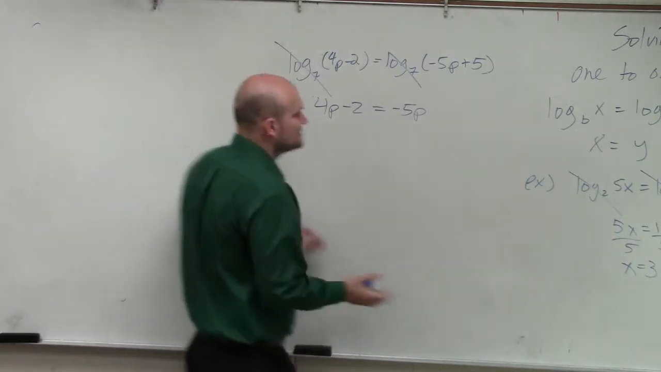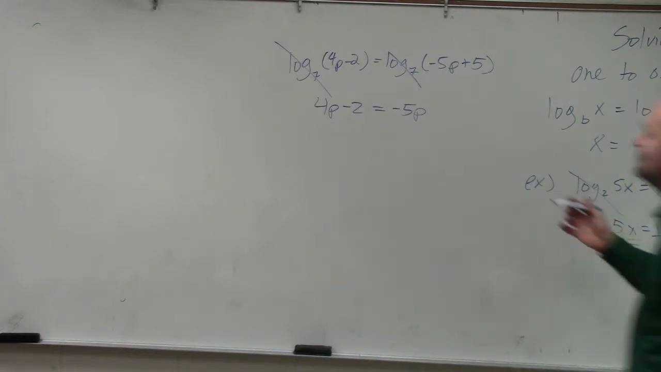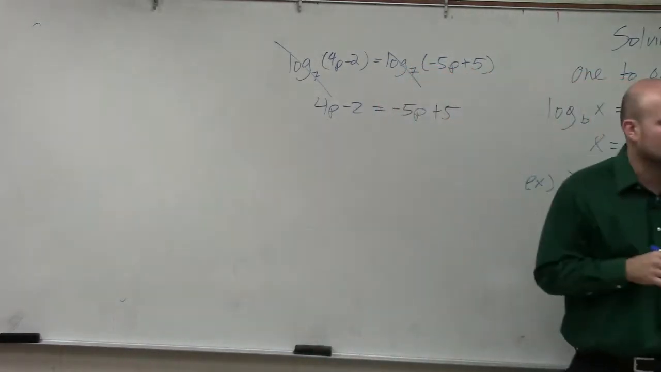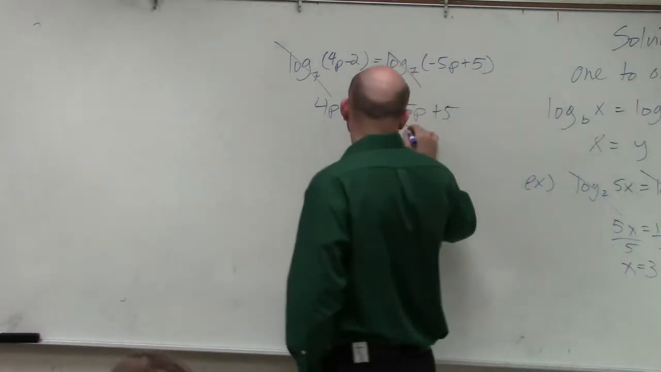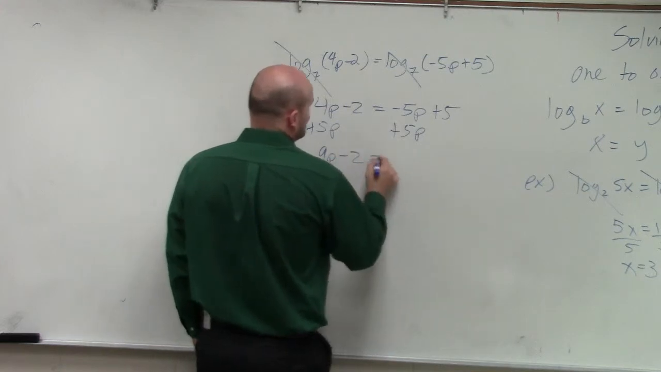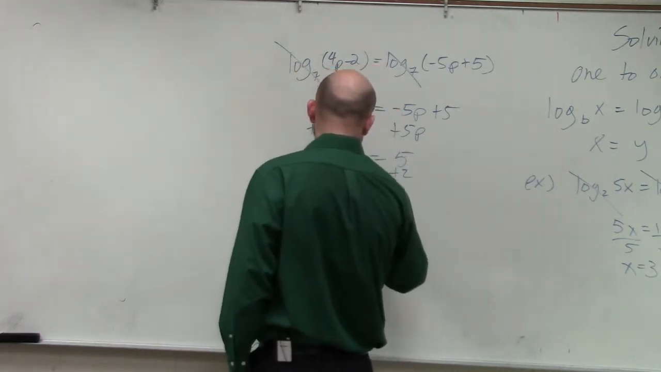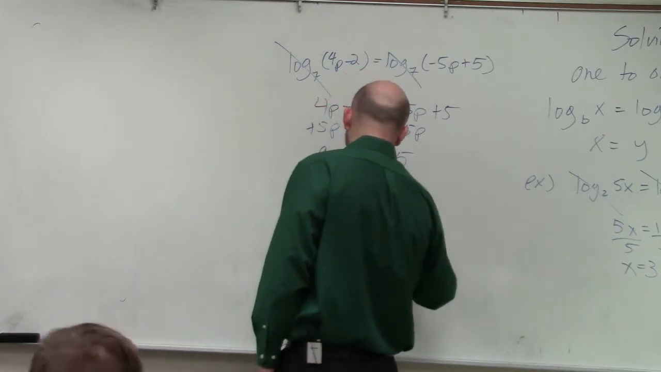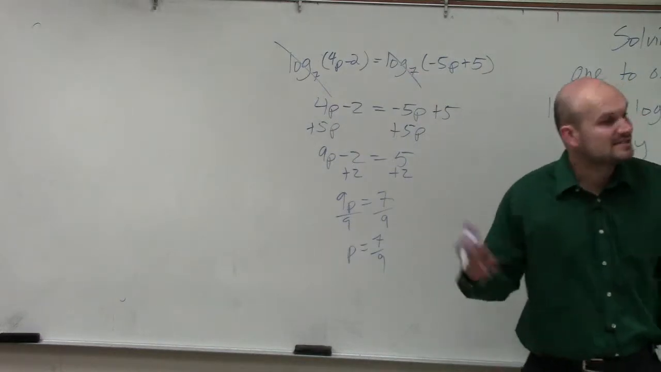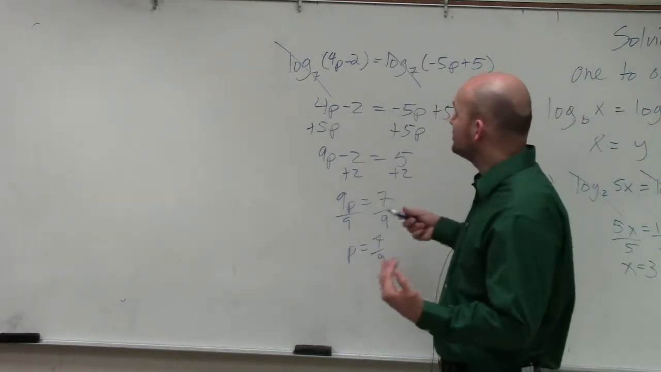So now, can we solve 4p minus 2 equals negative 5p plus 5? Yeah, of course we can, right? All we simply need to do is add 5p to both sides. So I get 9p minus 2 equals 5. Add 2, add 2. 9p equals 7. Divide by 9, divide by 9. P equals 7 ninths. Now, it is important in logarithmic equations to make sure that we plug our answers back in to make sure that they would work.